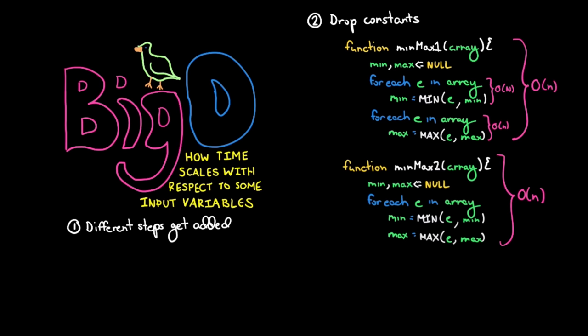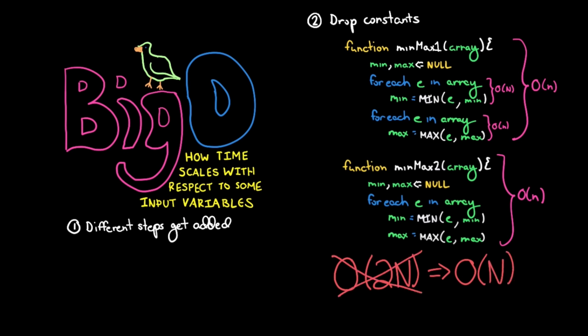It's really tempting for people to sometimes see two different loops and describe this as O of 2n. So it's important that you remember that you drop constants in Big O. You do not describe things as O of 2n or O of 3n, because you're just looking for how things scale roughly. Is it a linear relationship? Is it a quadratic relationship? So you always drop constants.